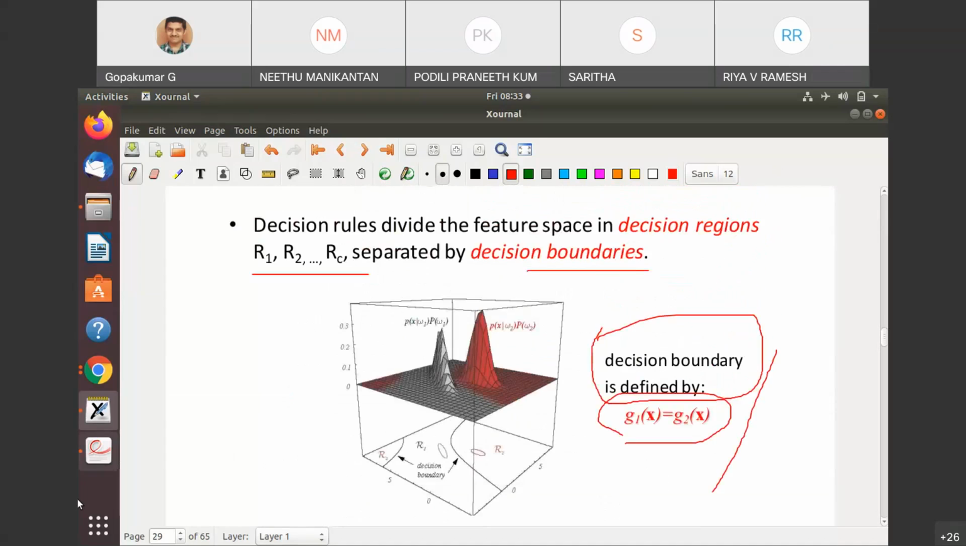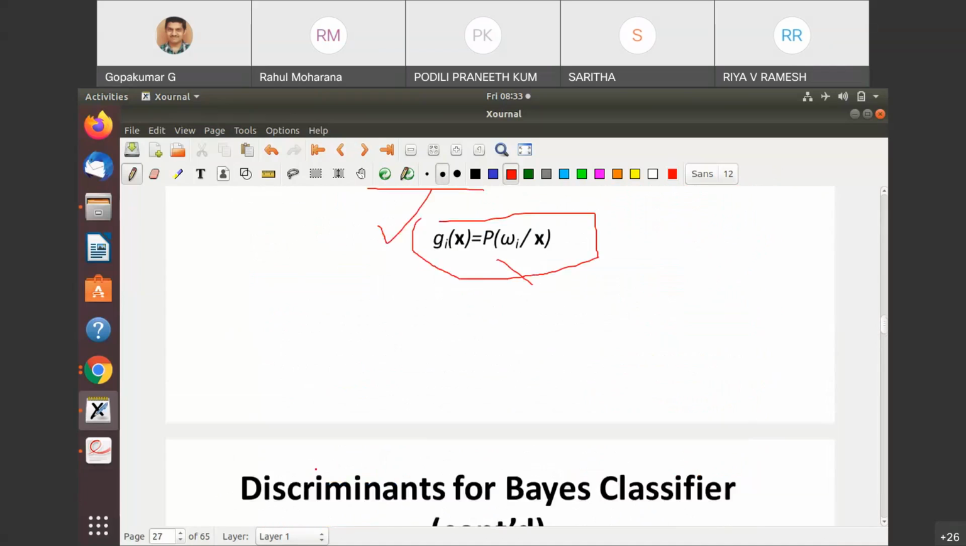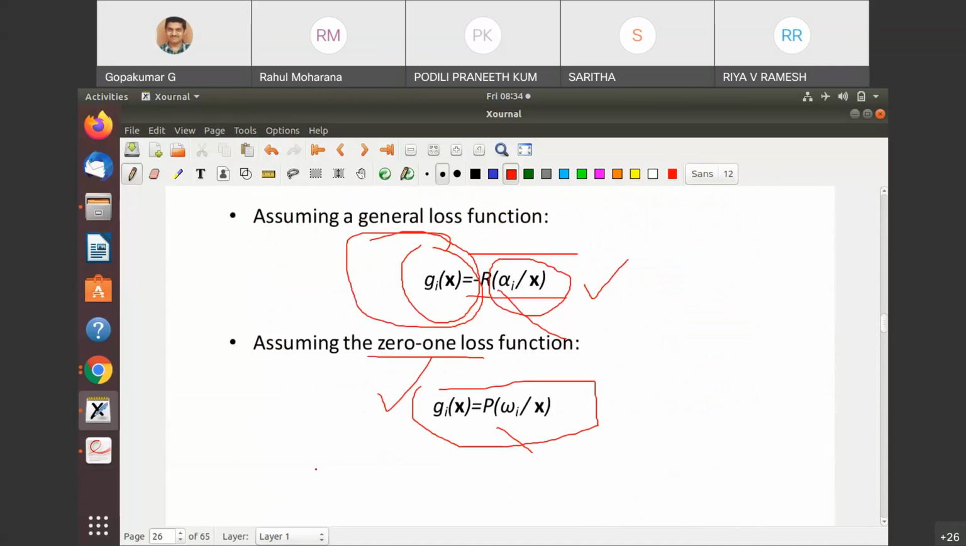Sorry, sir. Can you go to the above slides? Two slides above. One more. Yes, sir. Sir, can you explain this point, the general loss function, again?